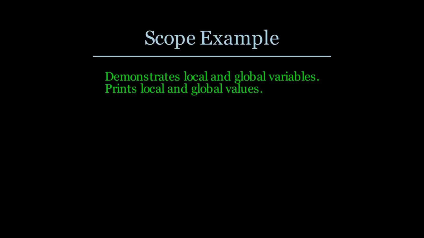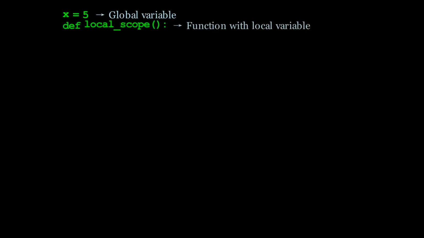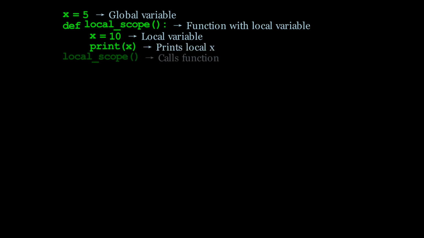Python has specific rules about the variable scope. Here we see a global variable x with value 5. Inside the local scope function, we define a local variable also named x with value 10. When the function is called, it prints the local value 10. After the function completes, when we print the x again, we get the global value 5, showing how local variables exist only within their function.